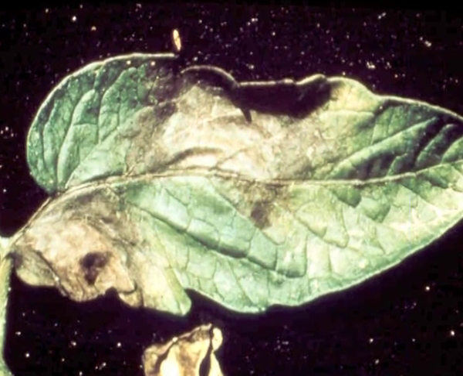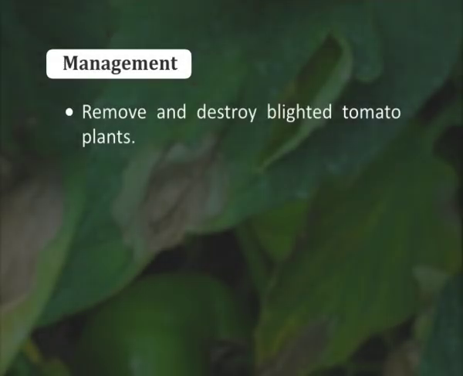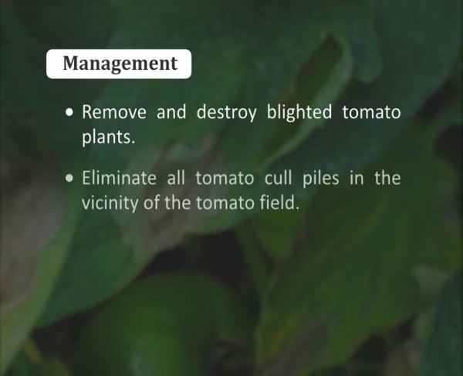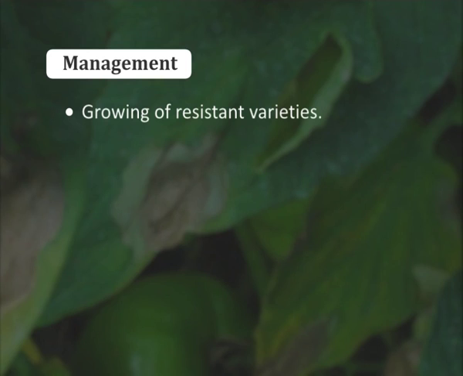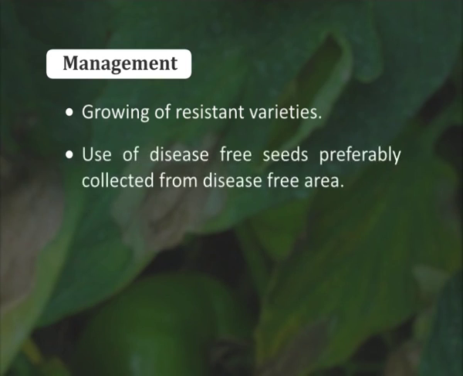Next is the management of the disease. Remove and destroy blighted tomato plants. Eliminate all tomato cull piles in the vicinity of the tomato field. Reduce leaf wetness by staking tomatoes and using drip irrigation. Growing of resistant varieties is also recommended. Use of disease-free seeds, preferably collected from disease-free area.